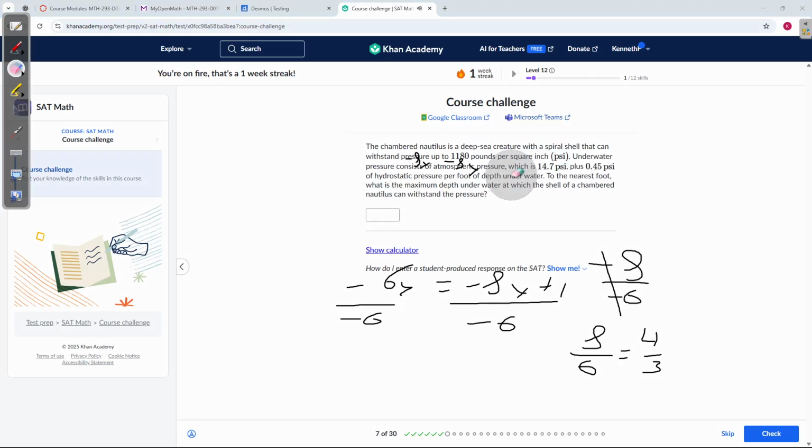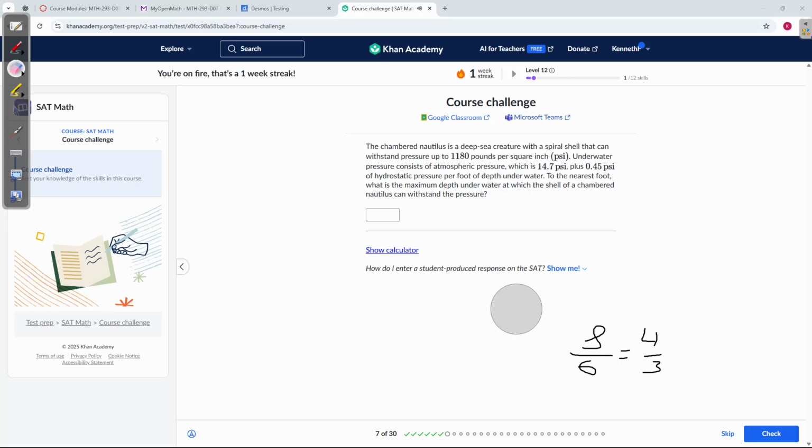Yes, okay. And then I guess this is probably the last question I'll do. The chambered nautilus is a deep-sea creature with a spiral shell that can withstand pressure up to 1180 pounds per square inch, psi. Underwater pressure consists of atmospheric pressure, which is 14.7 psi, plus 0.45 psi of hydrostatic pressure per foot of depth underwater. To the nearest foot, what is the maximum depth underwater at which the shell of the chambered nautilus can withstand the pressure?